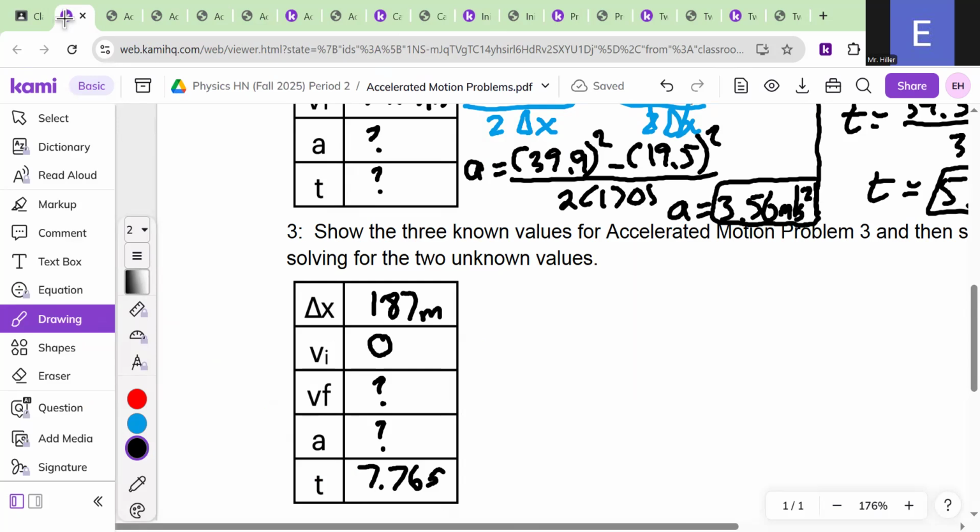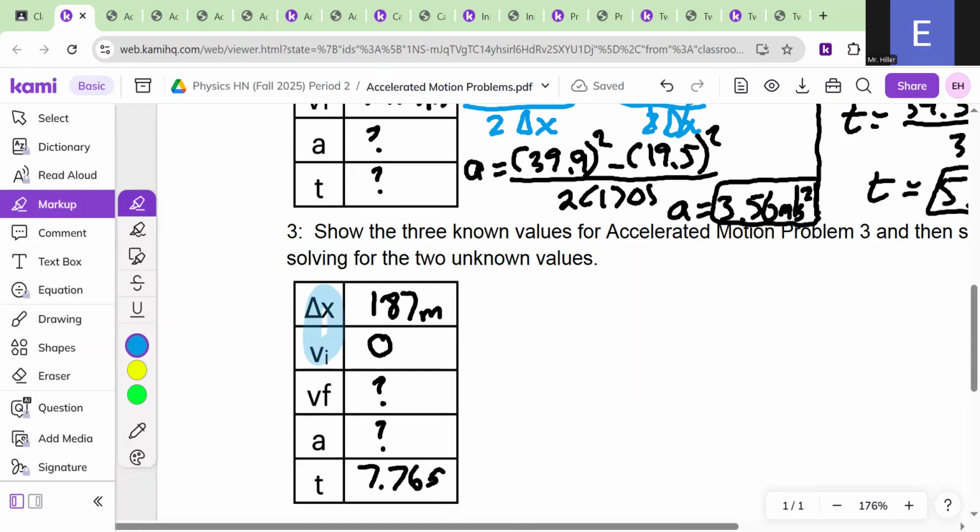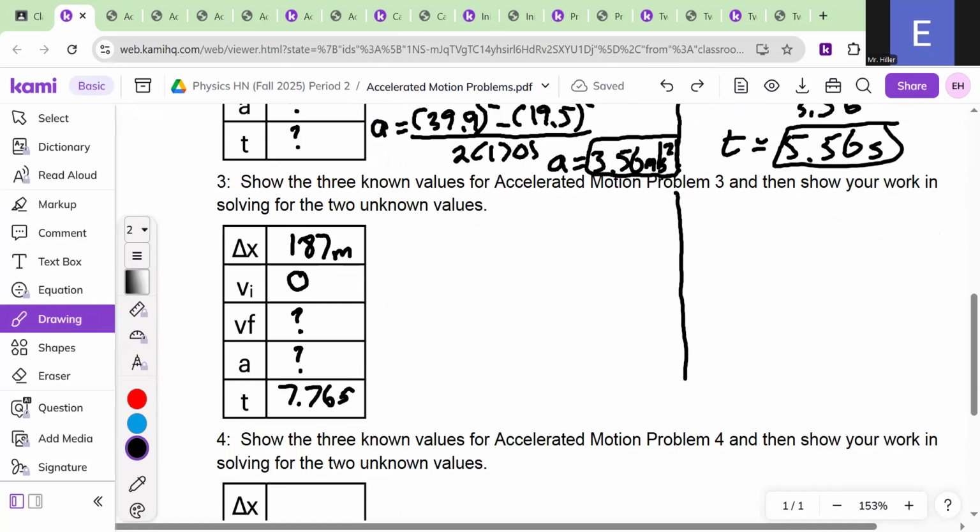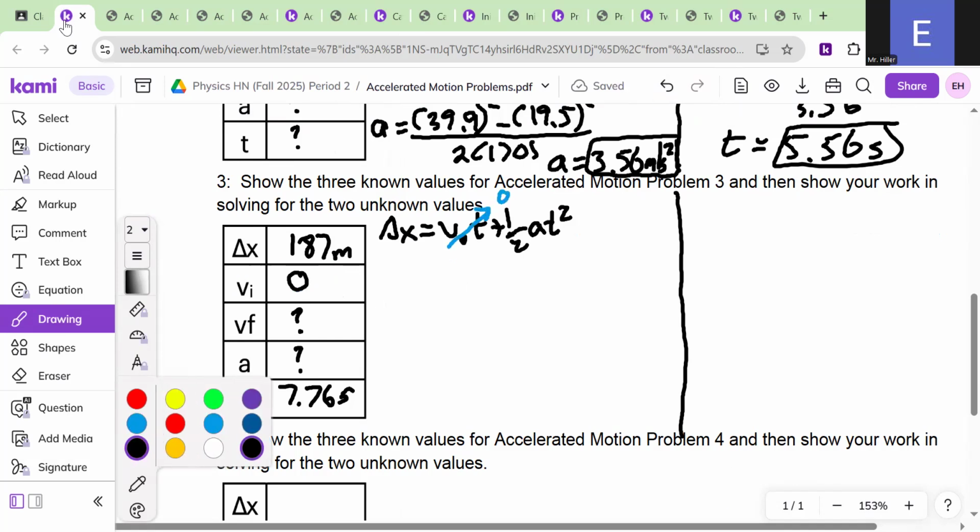Well, you have to decide what you're going to solve for first. I'm going to go ahead and solve for A first. So to do that, realize I have delta x, displacement, V naught. I'm looking for A, and I've got T. So with this, I can use equation number 9. Delta x equals V naught T plus 1/2 AT squared. Now, notice if V naught is 0, then the whole middle term V naught T cancels out, which helps me rewrite the equation: delta x equals 1/2 AT squared.